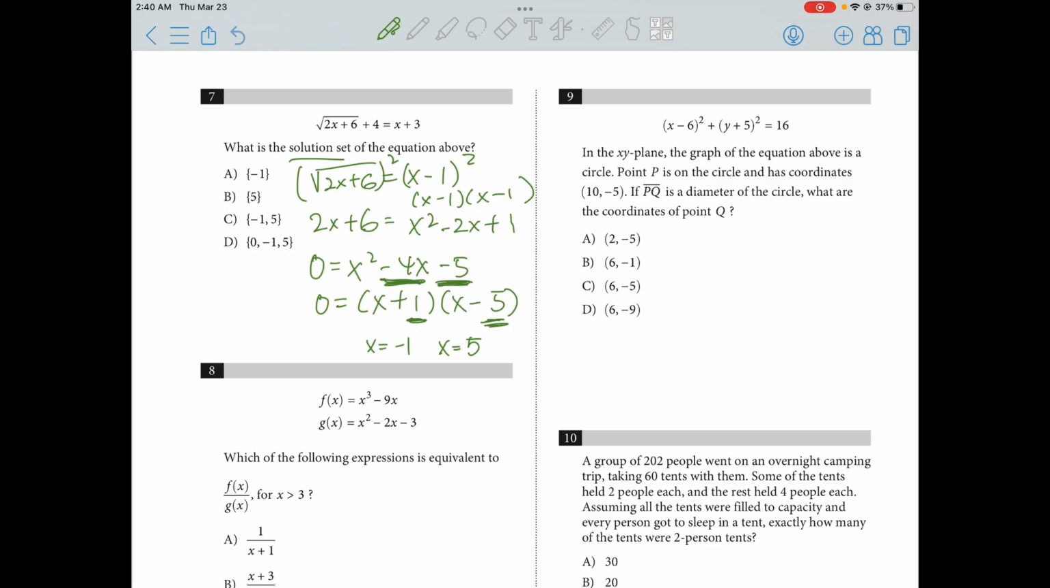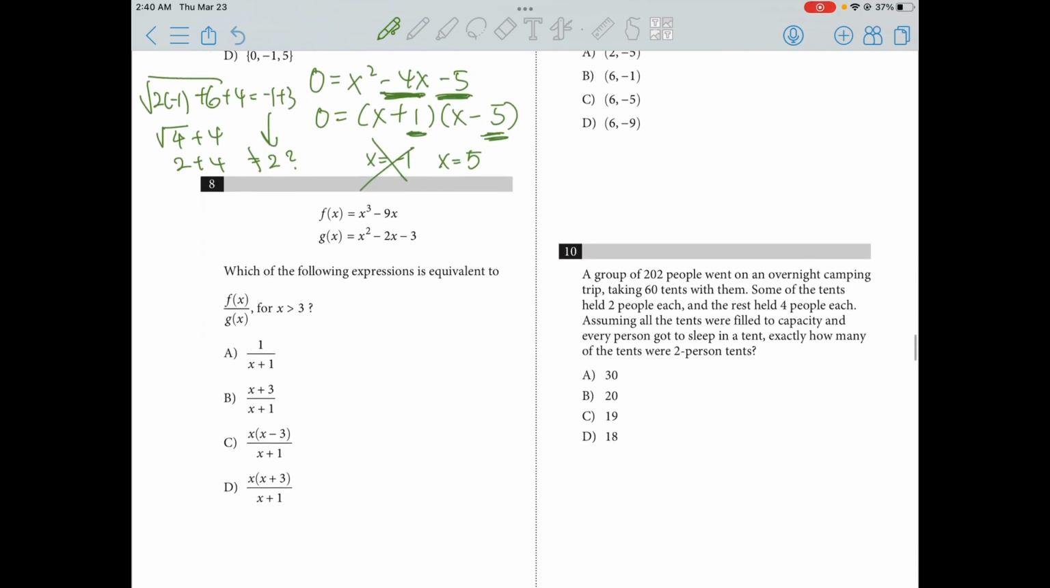Let's plug in the first one. When we plug that in, we get this right here, right? So that would be 4 plus 4, 2 plus 4. Does that equal 2 right here? 2 plus 4, does that equal 2? No. So x is not a solution, which leaves us with 5 as our solution.